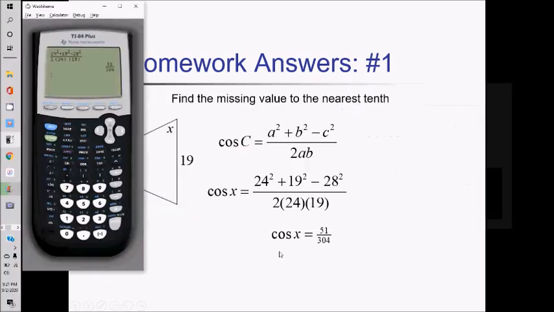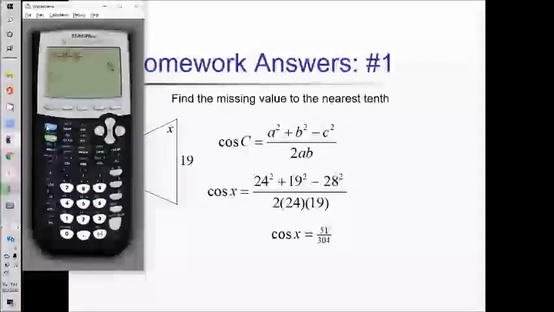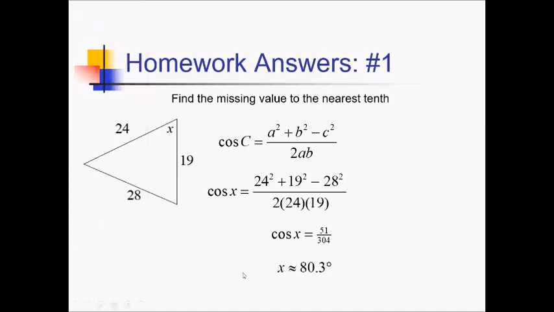So back to the calculator it is. We're doing second cosine, and then I'll arrow up to grab that fraction that we just got for the cosine. And then close the parentheses if you wish, press enter, and that is going to be 80.3, and that's in degrees because that's an angle.